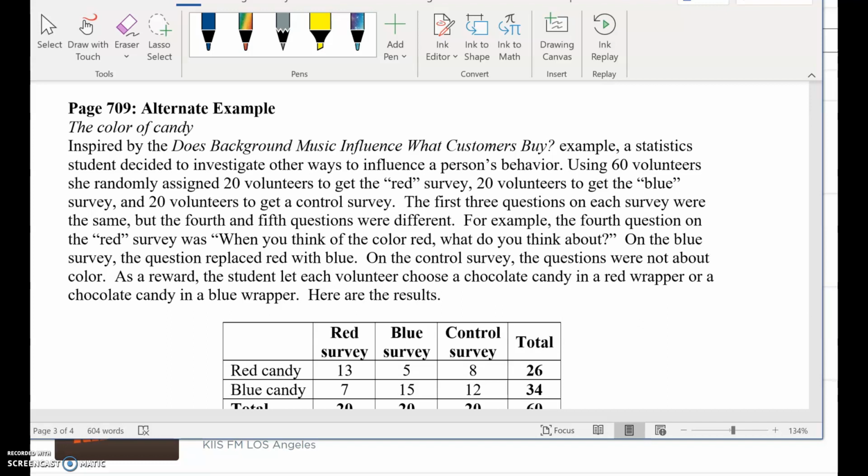The first 3 questions on each survey were the same, but the 4th and 5th were different. For example, the 4th question on the red survey was, "When you think of the color red, what do you think about?" On the blue survey, the question replaced red with blue. On the control survey, the questions were not about color at all. As a reward, the student let each volunteer choose a chocolate candy in a red wrapper or a chocolate candy in a blue wrapper. So they put this idea in the volunteer's head about color, and then they let them choose a piece of candy.